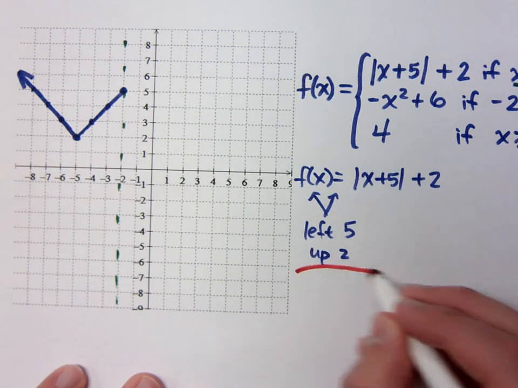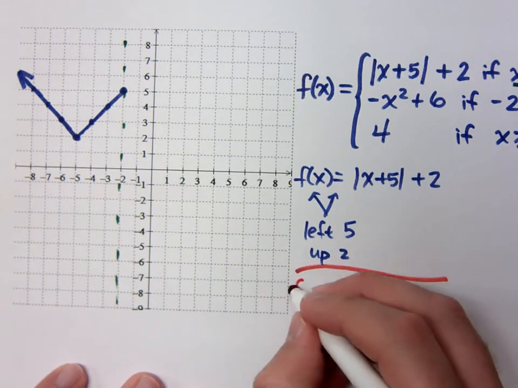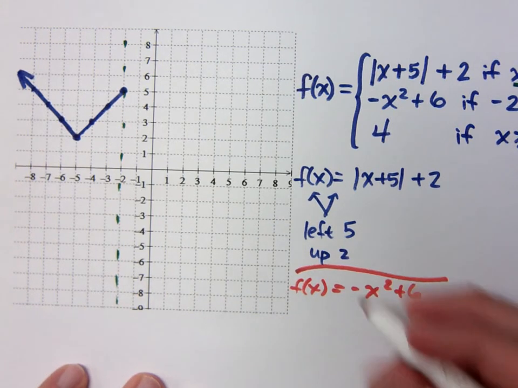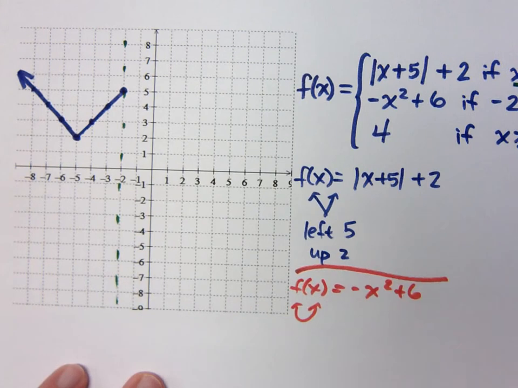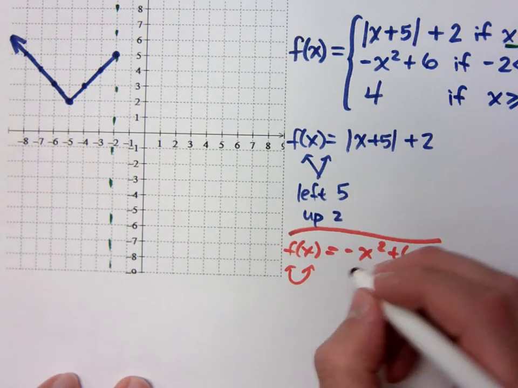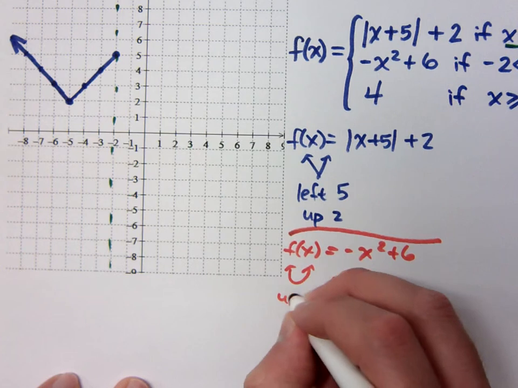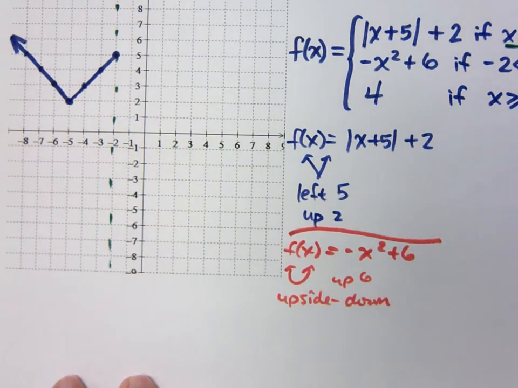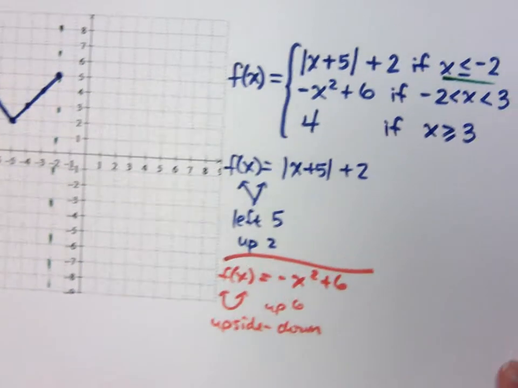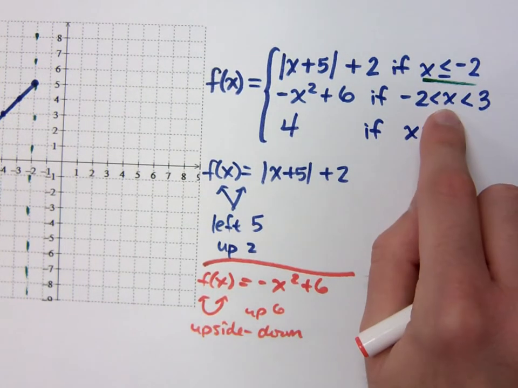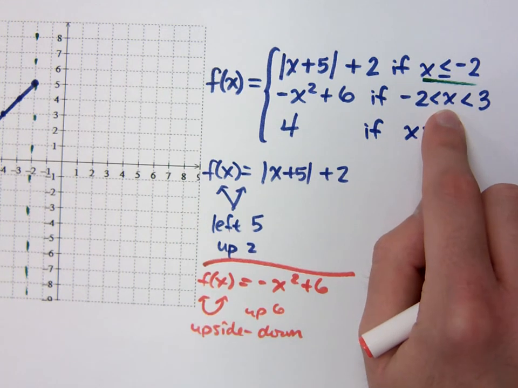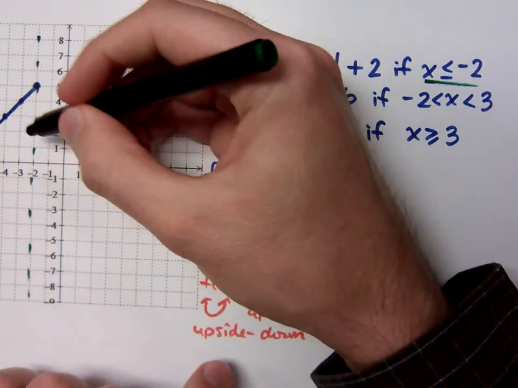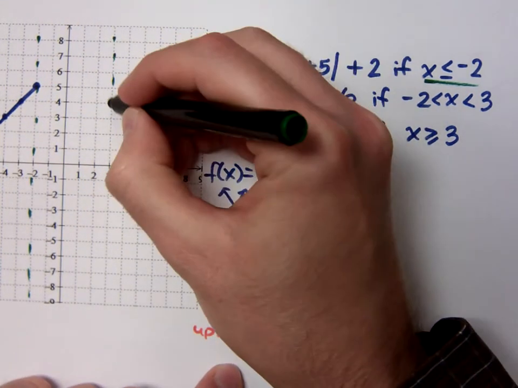Now, the second guy that we had was basically -x² plus 6. You said this guy was a parabola. What else do you know about it? Upside down, shifted up 6. Up 6 and upside down. Okay. But notice the conditions that you have for the squaring function. Your x's that you're using are between what? -2 and +3. So that means your cut lines are at -2 and +3.